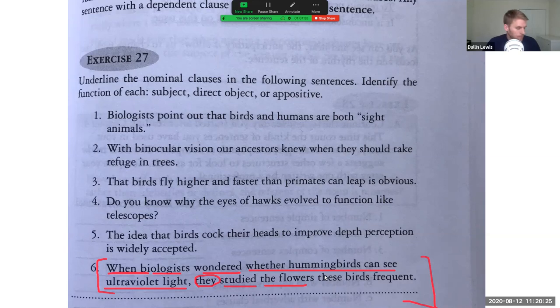All right. So those are the nominal clauses. Those are nominals. Again, we'll be practicing this in class. So we will come back and talk about it then.